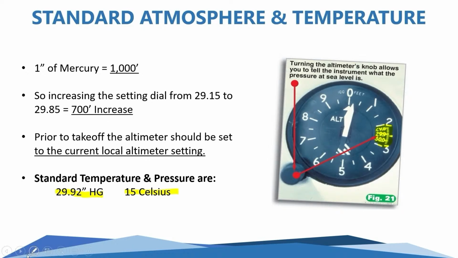Now, the big thing that we want to take into account here is that with this barometric pressure setting, anytime that we go up or down 1 inch from any value, 1 inch of mercury is the equivalent of a 1,000-foot change, whether you're going up or down. So in the example I give you, if we went from 29.15 inches of mercury to 29.85 inches of mercury, we would just do some simple subtraction there, and we would find that that would be equivalent to a 700-foot increase.